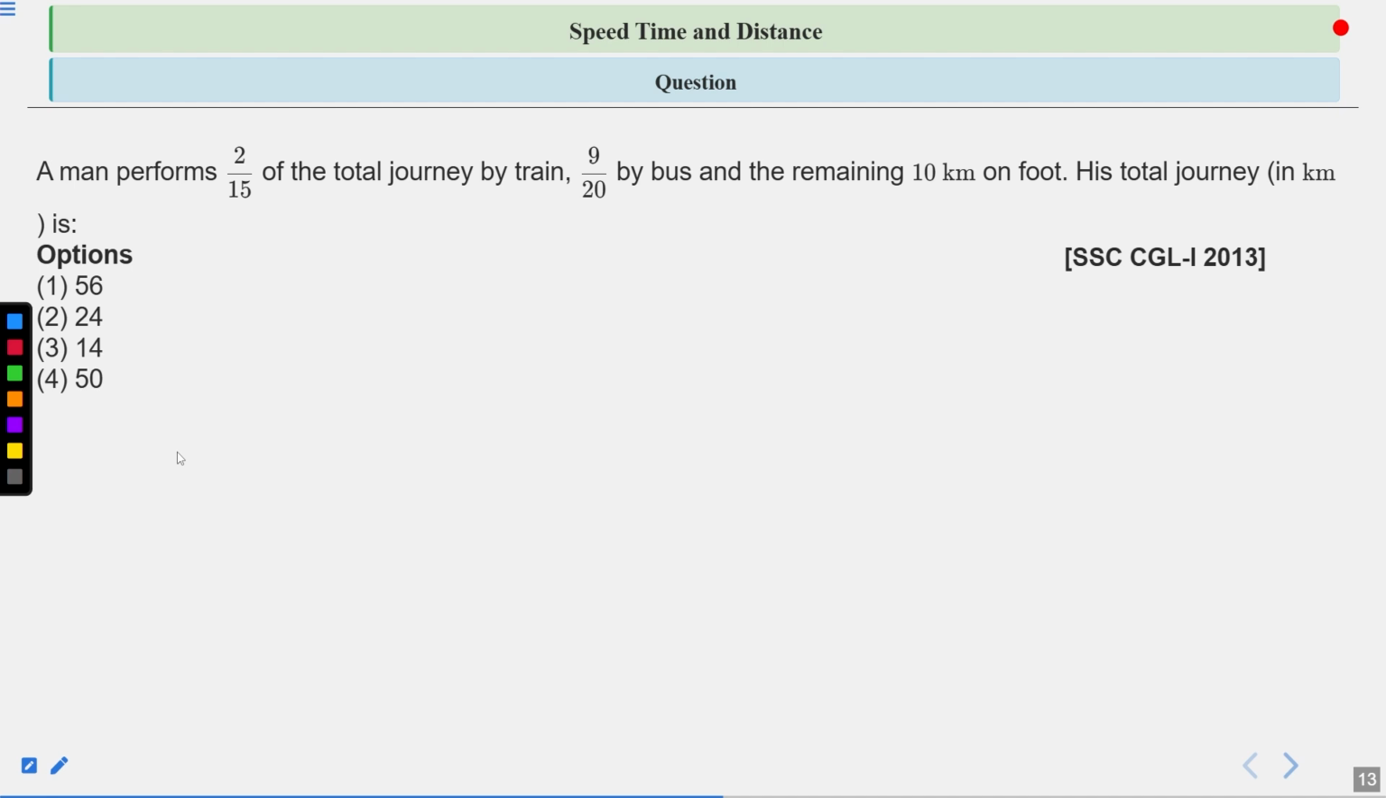A man performed 2 by 15 of the total journey by train, 9 by 20 by bus, and the remaining 10 kilometers on foot. His total journey in kilometers is? This question was asked in the SSC CGL Tier 1 exam in 2013. There are four options. First one is 56 kilometers, second is 24 kilometers, third one is 14 kilometers, and fourth one is 50 kilometers. Now you have 10 seconds to analyze the question. Your time starts now.